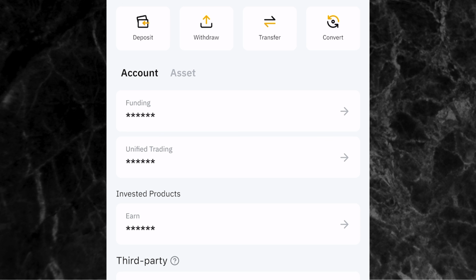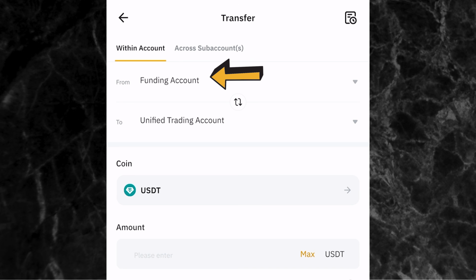So let's say, for example, you don't have your USDT in your unified trading account. Maybe it's in your funding account. What you just need to do is transfer it from your funding account to your unified trading account. So to do that, you come right here to where you have transfer, where the arrow is pointing to, and click on it. And you can see where the arrow is pointing to, it says from funding account to unified trading account. So it must be like this.